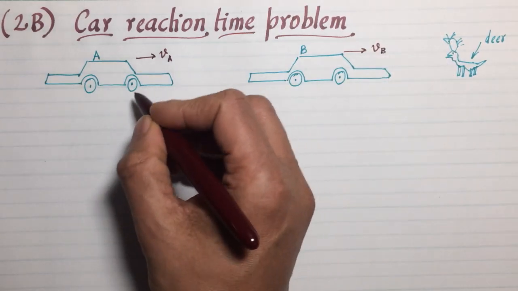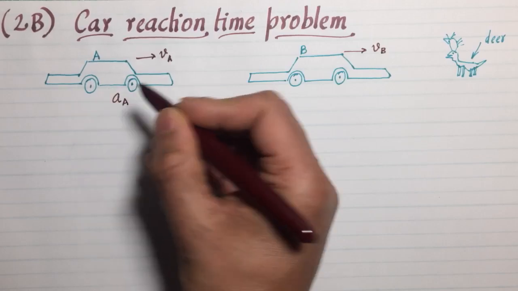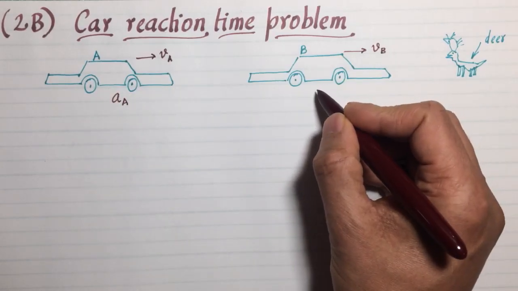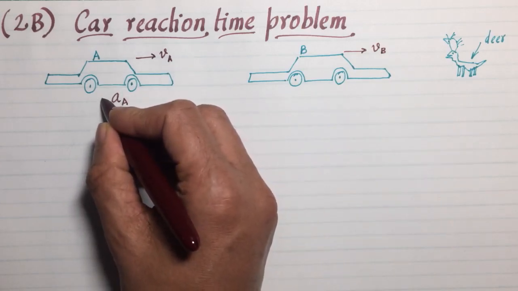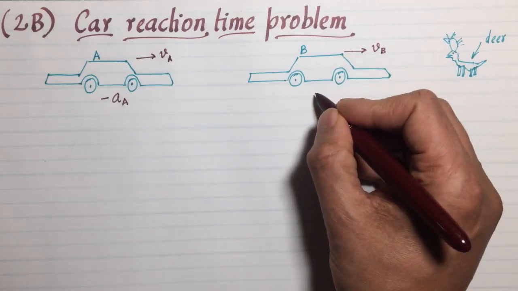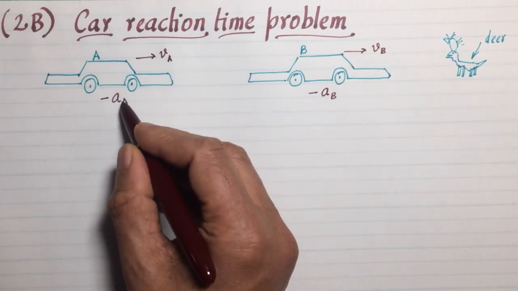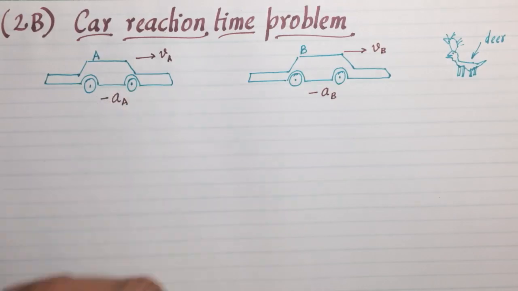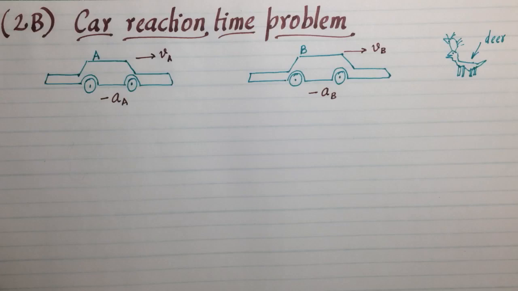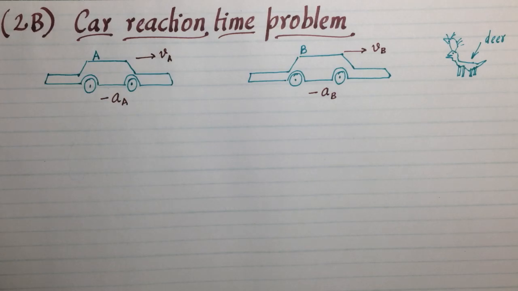Let's assume that the stopping acceleration, sometimes called deceleration, of this car is a sub A. So the deceleration, because it's slowing down, it's negative. What I mean by this is the quantity a sub A itself is positive, but because of the negative sign, the whole thing becomes negative. So those are the decelerations of these two cars. Depending on their brakes, one of them may be better than the other, or they may be the same if they are both the same car, for example.